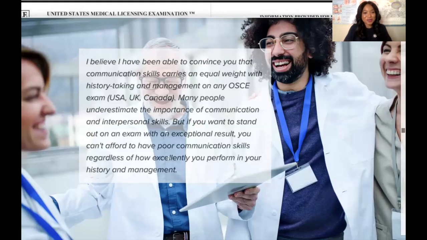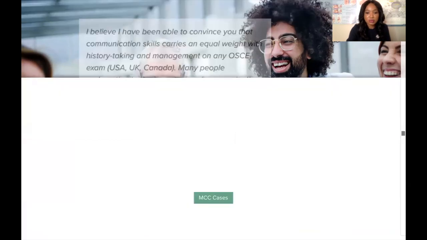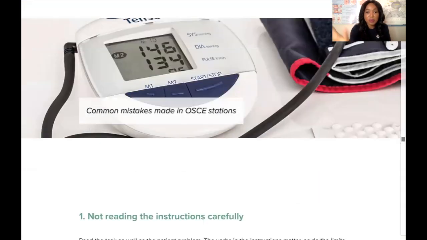So at this point, I believe I have been able to convince you that communication skills carry an equal weight with history taking and management on any OSCE station exam in the USA, UK, Canada. Many people underestimate the importance of communication and interpersonal skills, but if you want to stand out on an exam with exceptional results, you can't afford to have poor communication skills, regardless of how excellently you perform in your history and management. Now, common mistakes made in an OSCE.